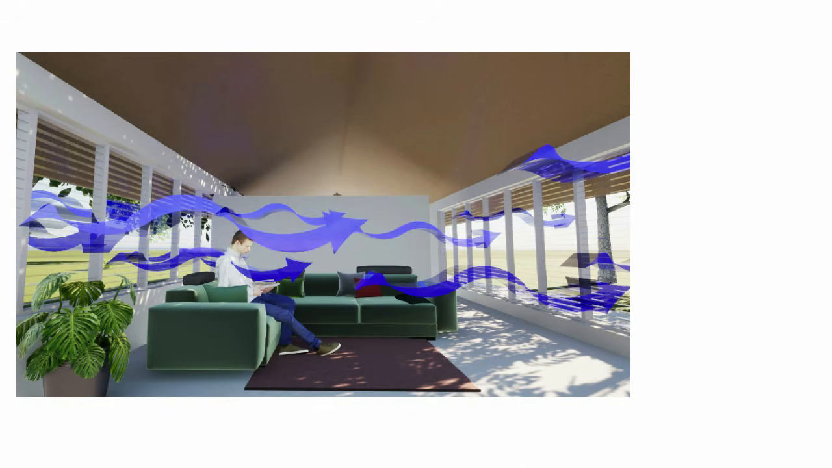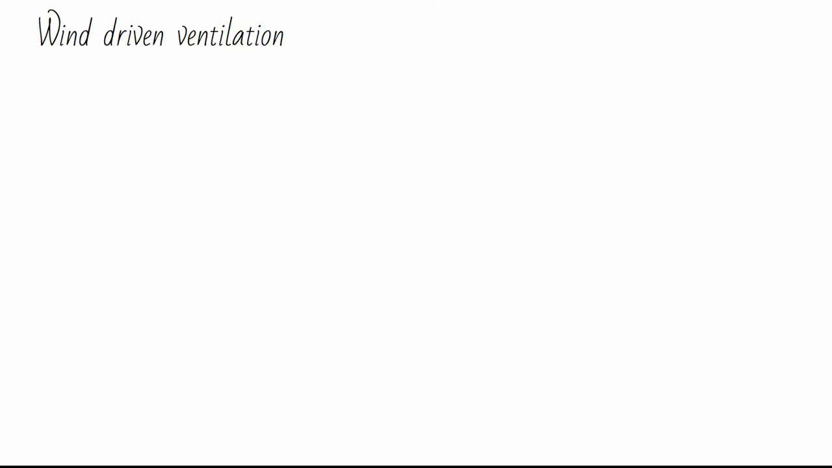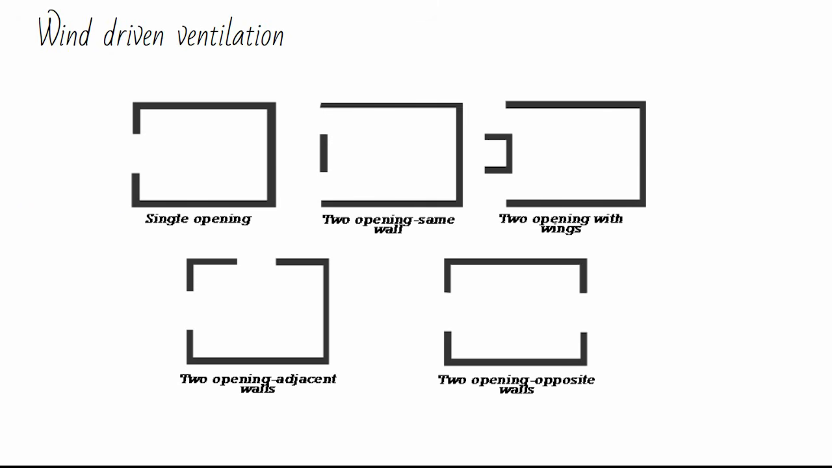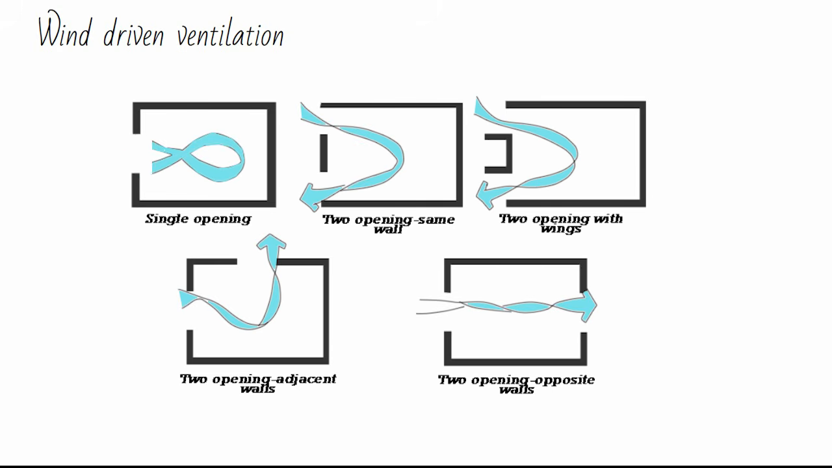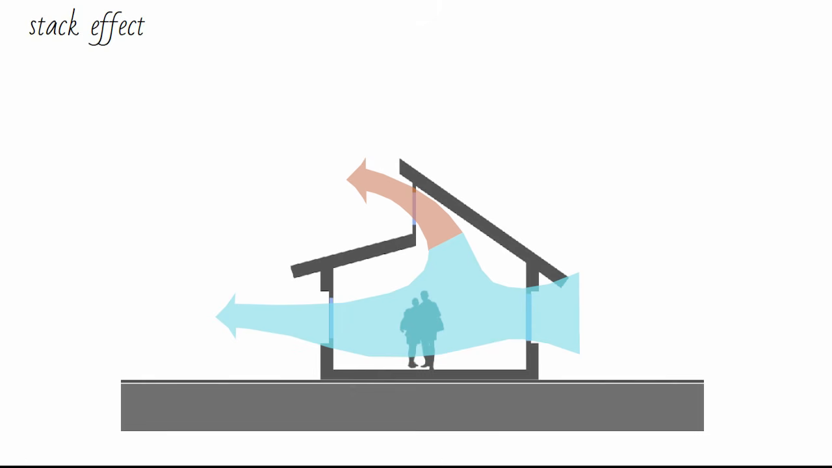Passive ventilation is the art of moving air through a building without mechanical systems. No fans, no electricity, just smart design. The two main forces behind it are wind-driven ventilation, where outdoor wind pushes fresh air in and pulls stale air out, and stack effect, where hot air naturally rises and escapes, while cooler air replaces it from below.